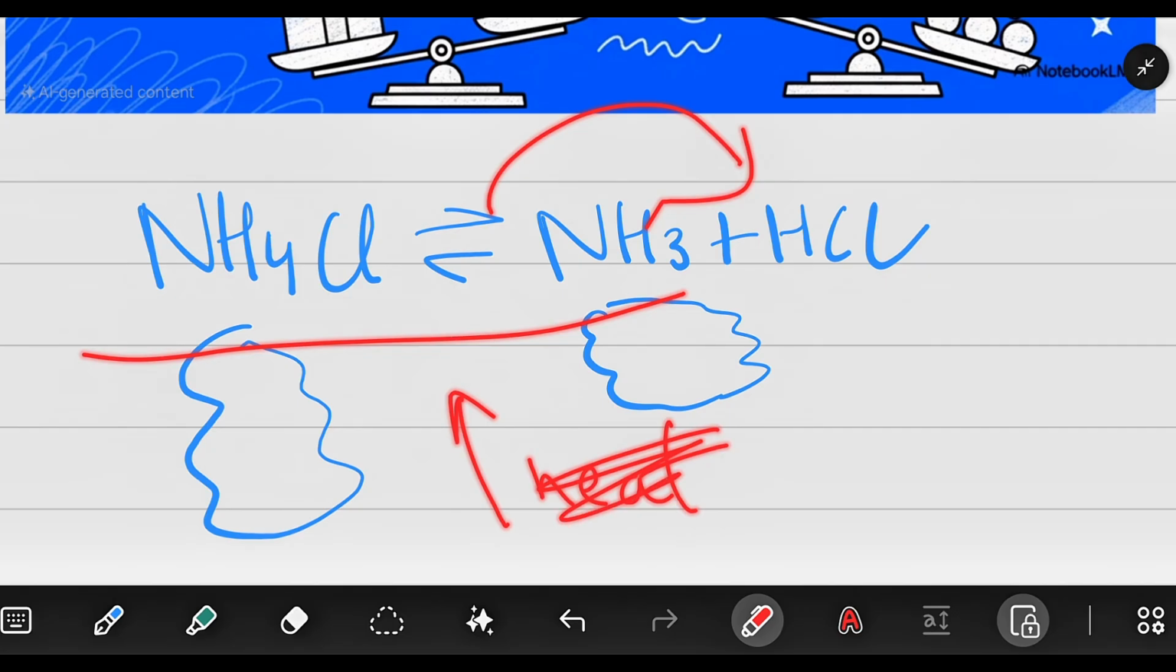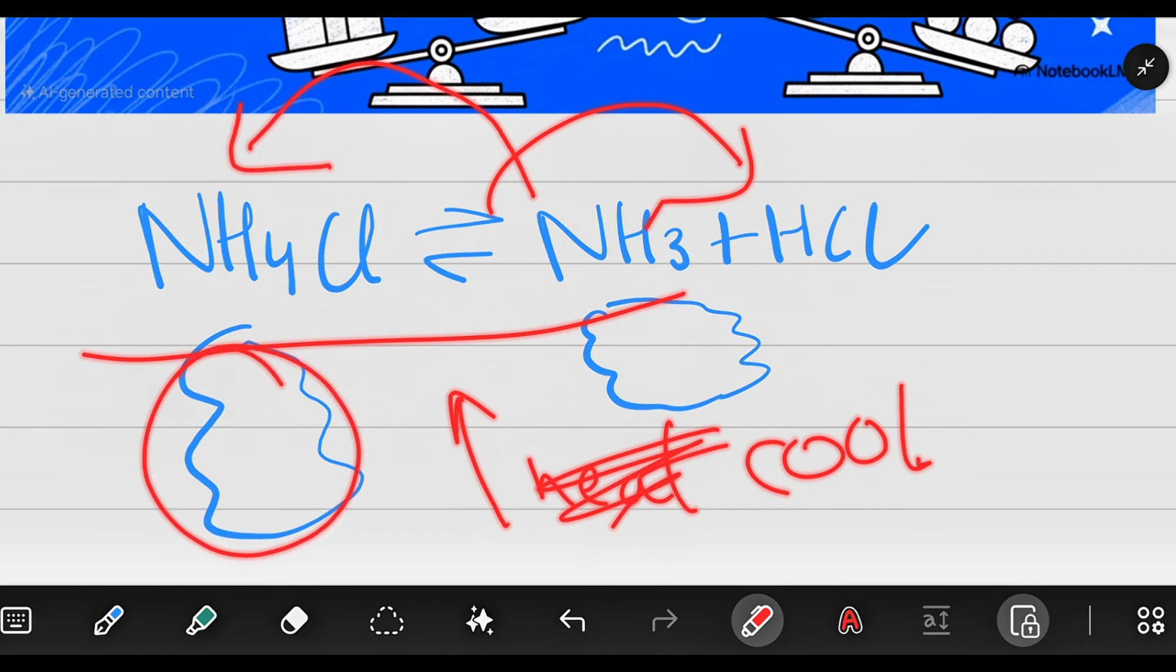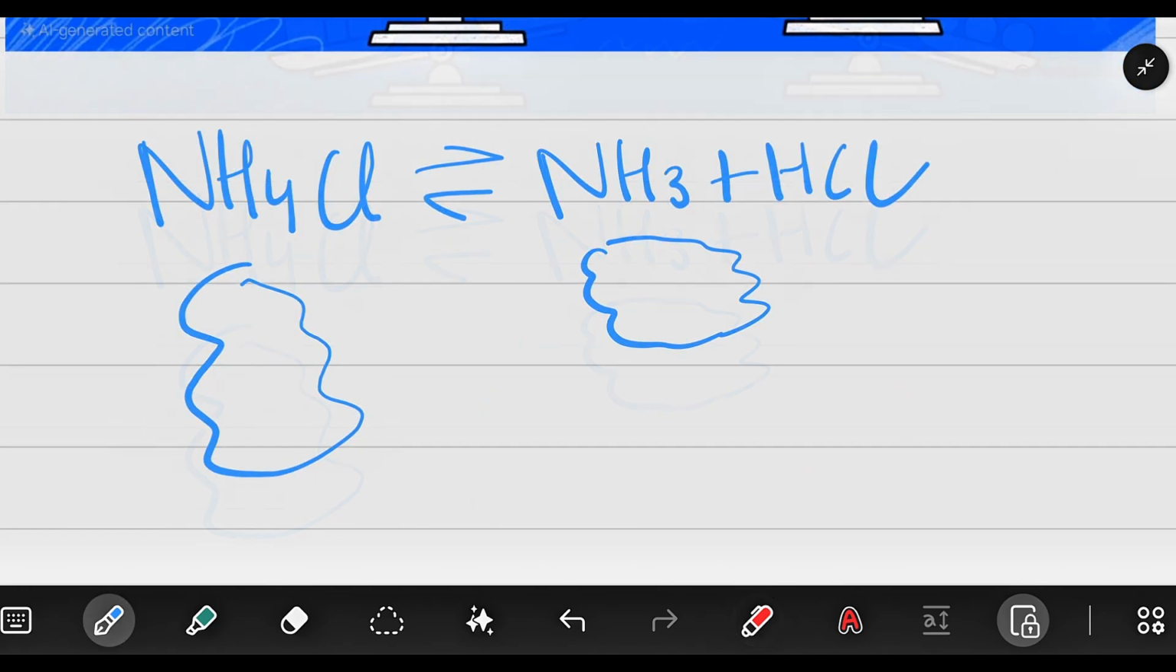But now if we cool it, if we put it in a freezer, for example, it would push the equilibrium position back to the left. So we would have more NH4Cl again.